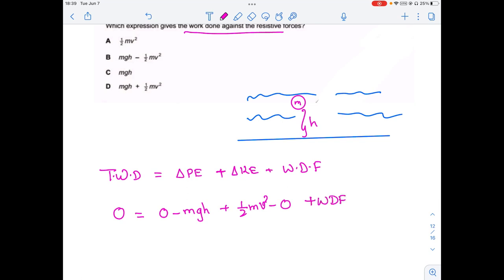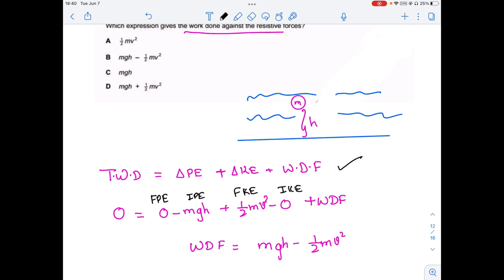So now I want work done against friction, so move that to the other side. So mgh minus half mv square, this is going to be the answer. But we can write it out over here: final potential energy minus initial potential energy, and final kinetic energy minus initial kinetic energy.